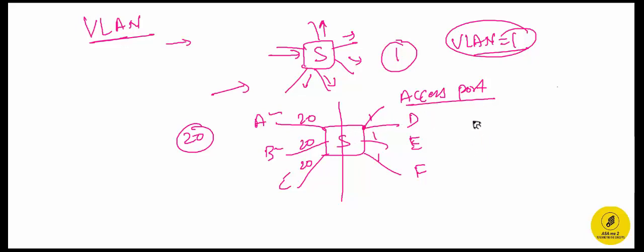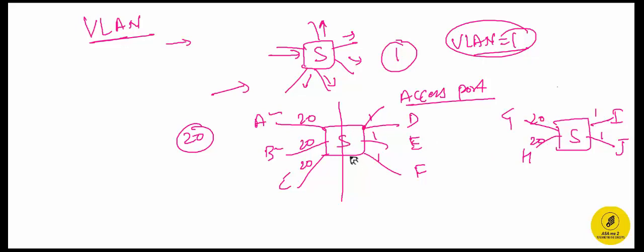Okay. What if we have two switches and they both have VLANs created? So let's say there is one more switch here. This switch also has the VLANs created. So maybe there are a few more devices, G, H, I, and J. I and J are members of VLAN 1, and G and H are members of VLAN 20. These two switches are connected to each other.